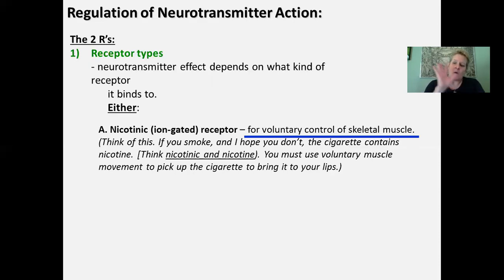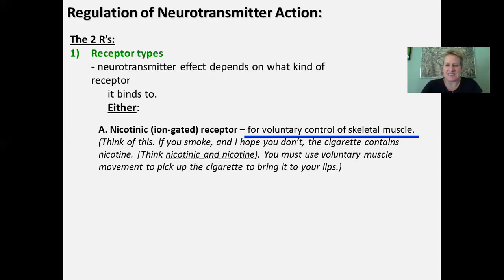All you need to know is nicotinic receptors are found primarily on your skeletal muscles. They're found some other places in the body, but all you need to know is they're found on your skeletal muscles. Your skeletal muscles, you have voluntary control of. So these receptors are for voluntary control of your muscles. Now, we'll get to the neurotransmitter and everything shortly, but here's what I want you to remember. A nicotinic receptor is for voluntary control of skeletal muscles.